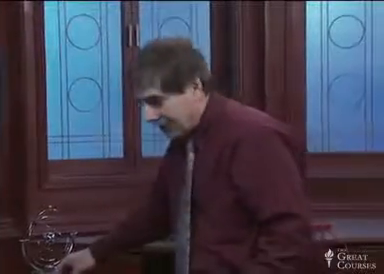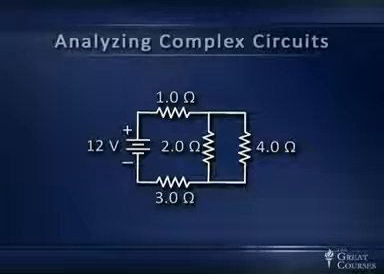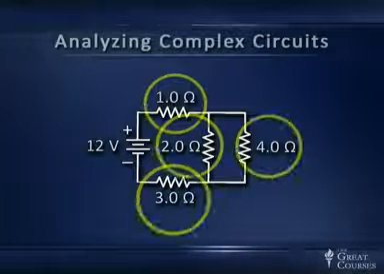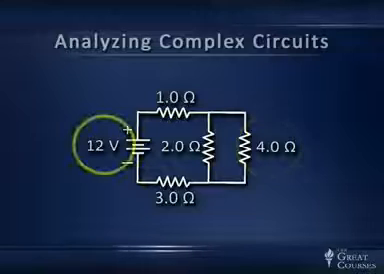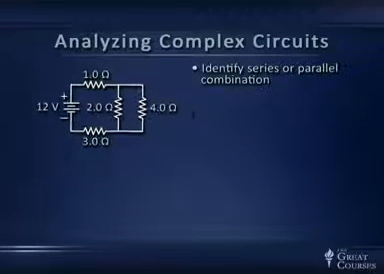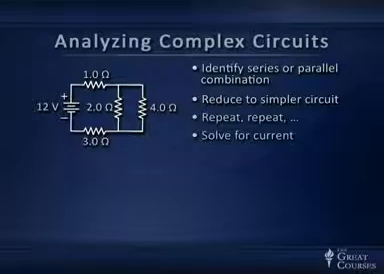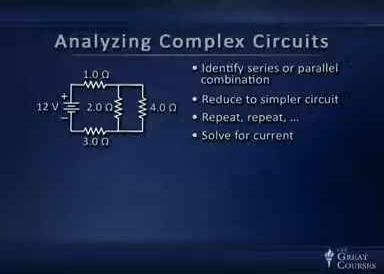And now we're ready to look at more complicated circuits. So let's take a look. Here's an example of a more complicated circuit. This circuit has 4 resistors and, in this case, a 12-volt battery. And I'm not going to go through the analysis in detail, but here's how we would do it. We first identify series and parallel combinations. We reduce that to a simpler circuit. We repeat that till we can solve for something.